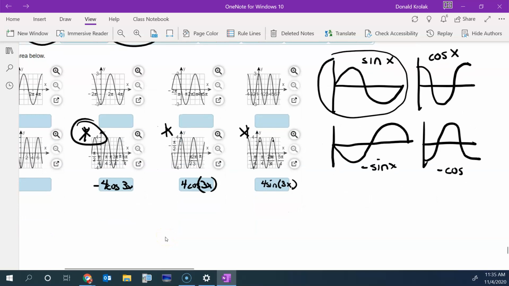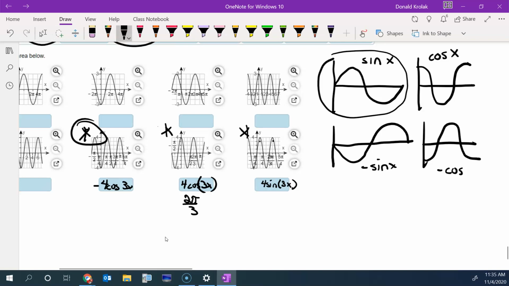Okay, the periods on these guys, this would have a period of 2 pi over 3. And if you trace the cosine, there's one cosine, and it takes to 2 pi over 3. This one would have the same period. So if I do one sine curve, that distance right there is 2 pi over 3. That's how long that cycle is.